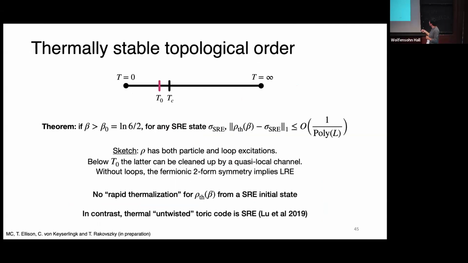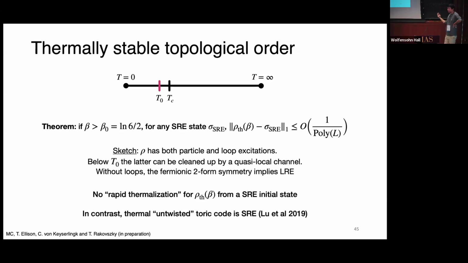Okay, so here's a precise statement. What one can prove is that for temperature below some number, I write it using inverse temperature, below Tc. So that's the best we can do. Below this temperature, for any short-range entangled state sigma, the trace distance or fidelity, whatever measure you like, to measure the distance between these two states, goes down polynomially as a function of system size. So it's very far from any short-range entangled state.